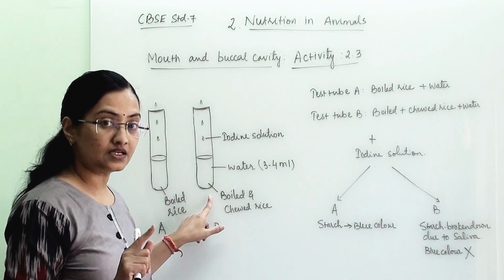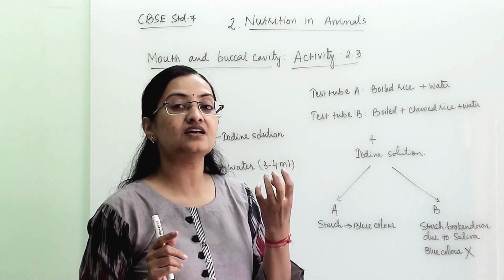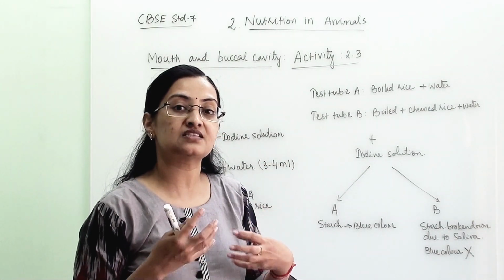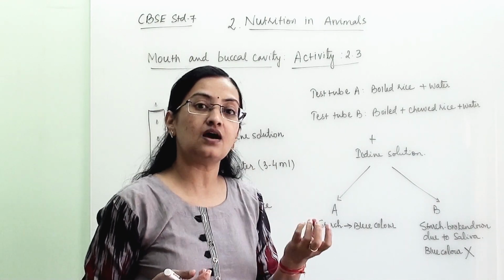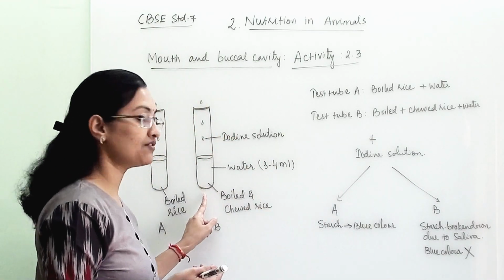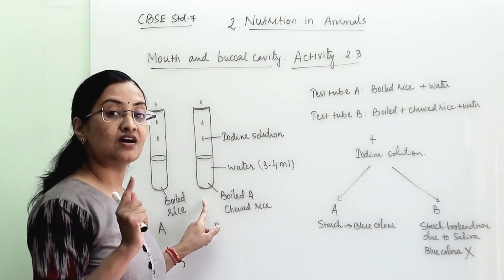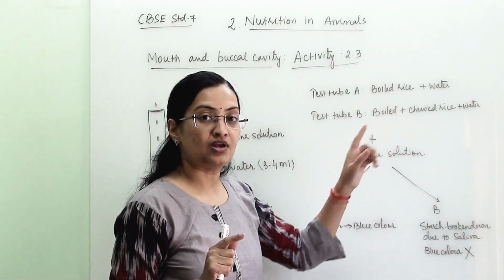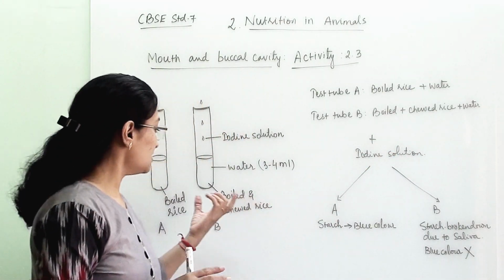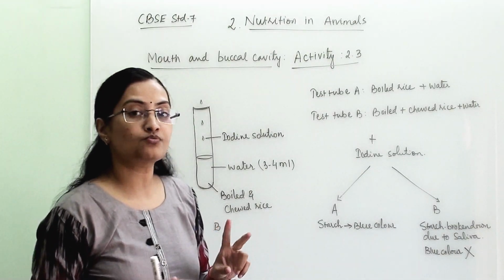Into another test tube we have taken boiled rice, but before taking that we are chewing it a little bit so that our saliva will get mixed with it. After that we are taking out that rice and putting it into this test tube, which has saliva mixed into it, and we are adding 3 to 4 ml of water. Now after making these two test tubes ready, we are adding 2 to 3 drops of iodine.